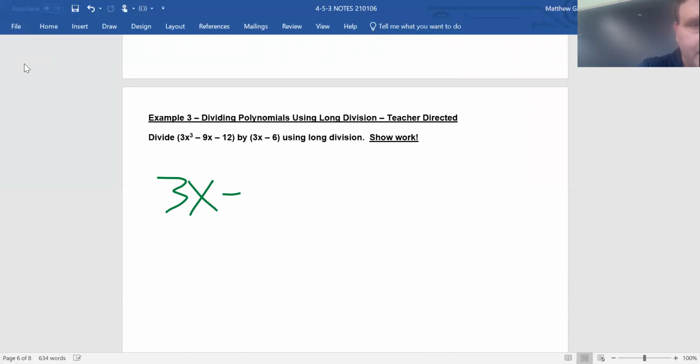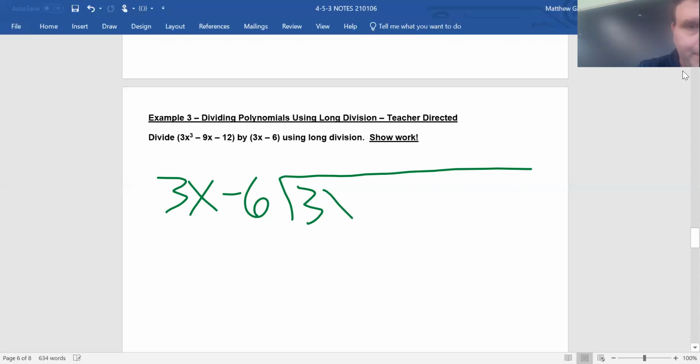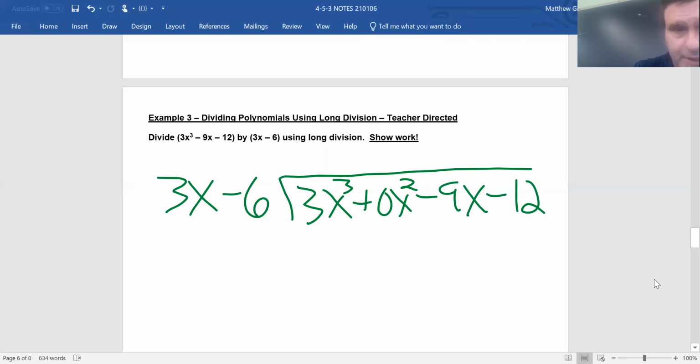You've got 3x minus 6. You want to see how many times it goes into 3x cubed minus 9x minus 12. But we're going to skip ahead. You go from x cubed to x, so you need a 0x squared as a placeholder for the quadratic term. And then we just repeat the same procedure.